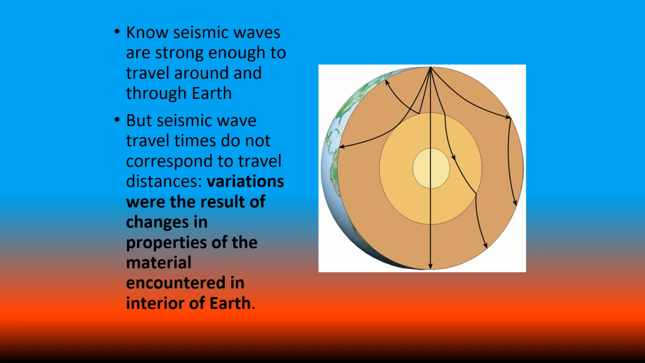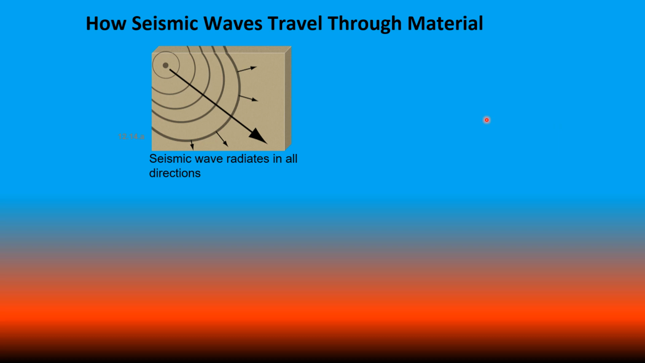You can see over here on the right, these waves are deflecting off the outer core. Some waves are moving through the outer core, but they're refracted at some angle. Some are moving straight through. And then, like I said, some are deflecting away, not traveling through the outer core. So why is that? Well, remember, seismic waves radiate in all directions from the epicenter, in a radial pattern.